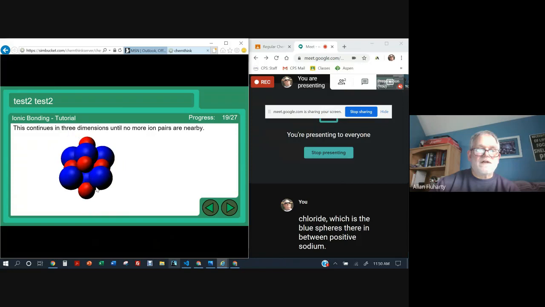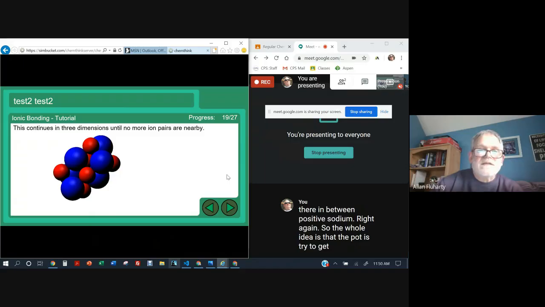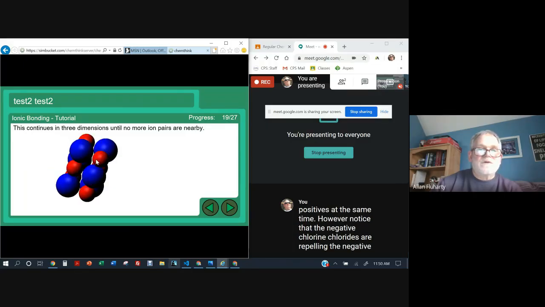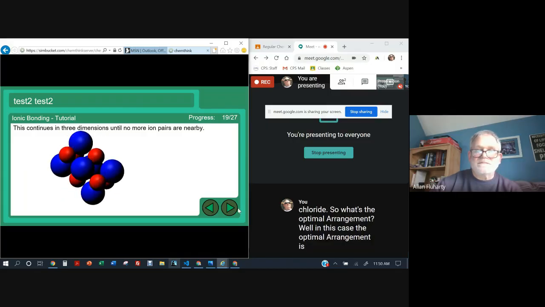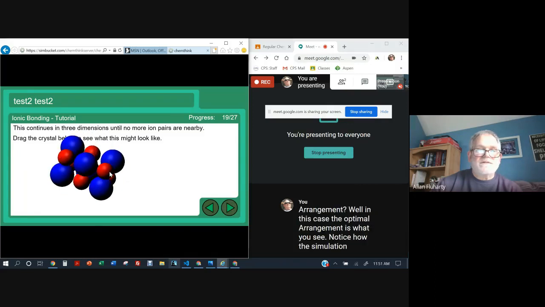Right? Again, the whole idea is that the positives try to get as close as possible to the negatives, and the negatives try to get as close as possible to the positives. At the same time, however, notice that the negative chlorides are repelling another negative chloride. So what's the optimal arrangement? Well, in this case, the optimal arrangement is what you see. Notice how the simulation allows you to even flip it.